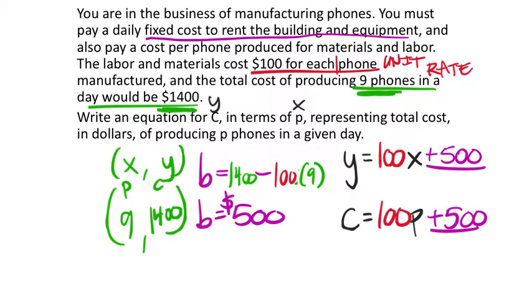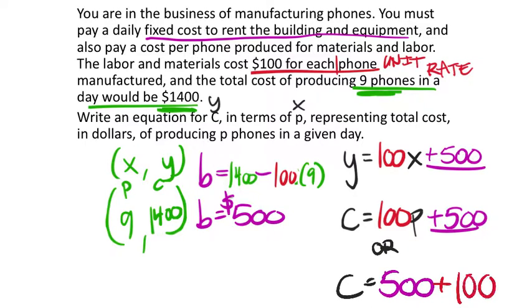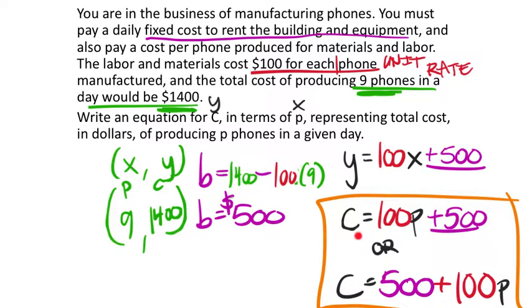Again, you could rewrite it because some students prefer it that way. They say, well, it's going to be that $500, and then in addition to that, you're going to add $100 every phone. But again, it doesn't matter which one you choose to use. I like this one just because we're still trying to get used to slope-intercept form. There it is.